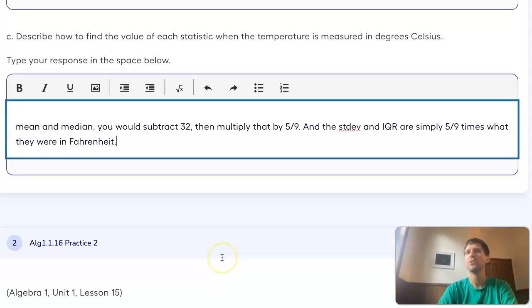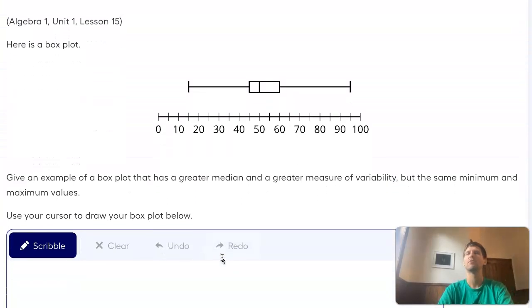Good spelling there, Mr. Tan. I think you spelled it correctly.